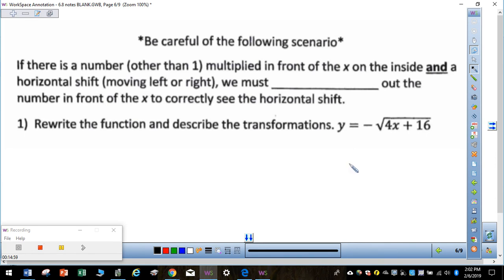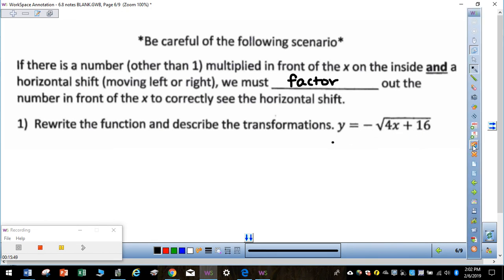We're going to finish up with one final section looking at a unique scenario that can occur if there is a number other than 1 multiplied in front of the x on the inside and a horizontal shift, meaning moving left or right. We must factor out the number in front of the x to correctly see the horizontal shift. So here is an example. We've got this x on the inside being multiplied by 4, and we have a plus 16 here. So at first glance, ignoring this part, we might think that the graph moves to the left 16 spaces, but it's actually not going to move to the left that far.